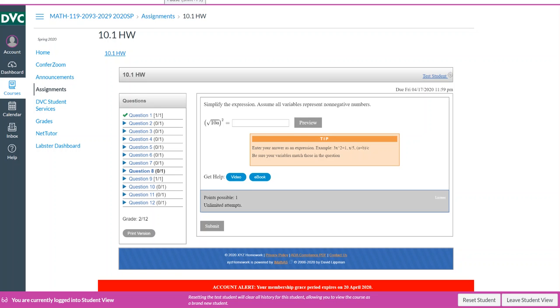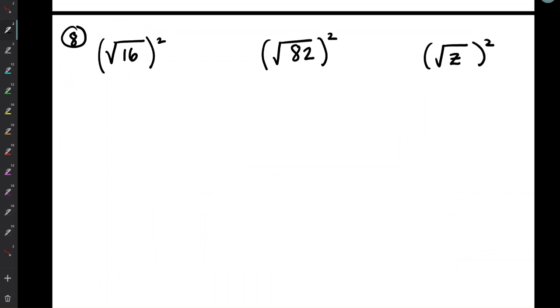So in this video, we're going to talk about how to do problem 8 and 9 from section 10.1. We're not going to do the exact ones because the numbers aren't randomizing here, but we're going to talk about them and do similar problems. So something similar to 8.